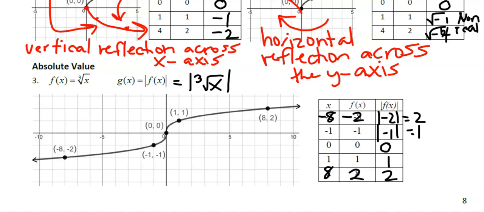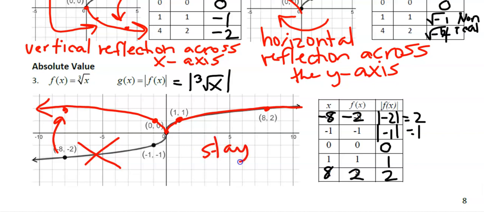The points that don't change are the points where y is already positive, because when you take the absolute value of a positive number, it doesn't change. But the points where the y is negative, which would be this entire section of the graph down here, would change. So instead of -1, -1, I'd have -1, +1. Instead of -8, -2, I'd have -8, +2. And the graph would look like this. And this section of the graph would disappear. So this section of the graph would flip up. This stays the same because y is already positive.